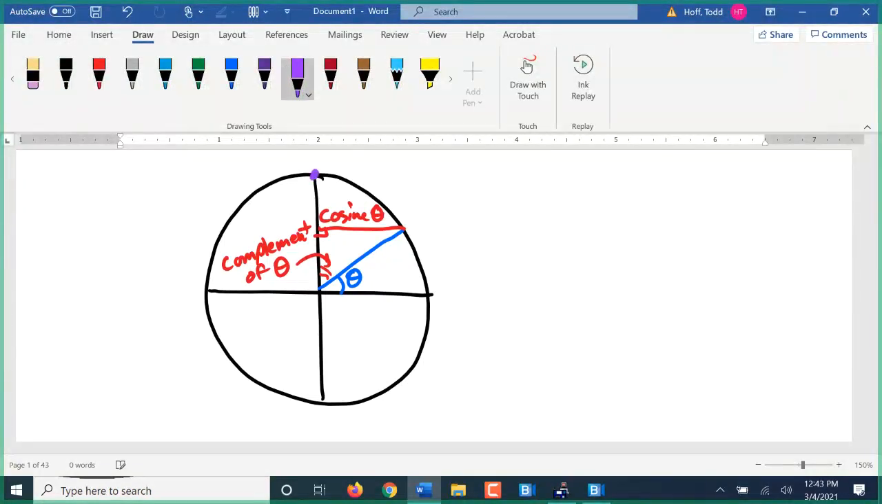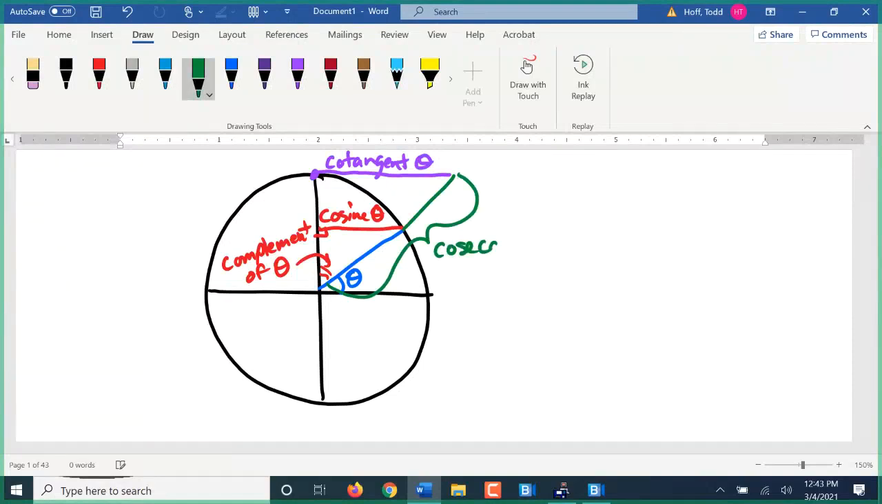Since that is now the reference diameter going vertically, the tangent for that complement would look like that. That is the cotangent of theta because it is the tangent of the complementary angle. And of course the secant comes out like this. This distance would be the cosecant, the secant of the complementary angle of theta. So we have all of those triangles there.